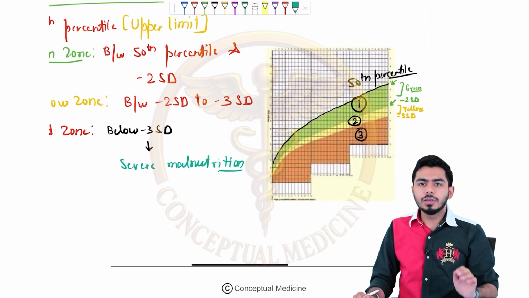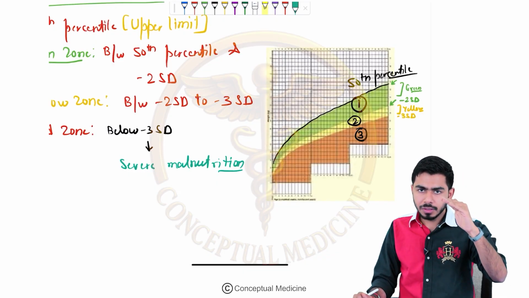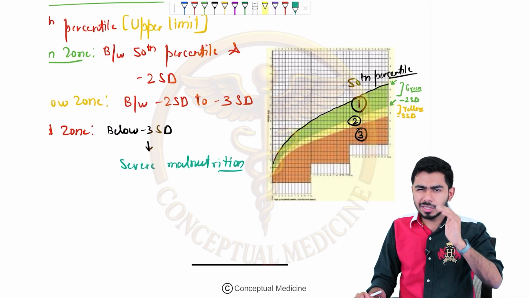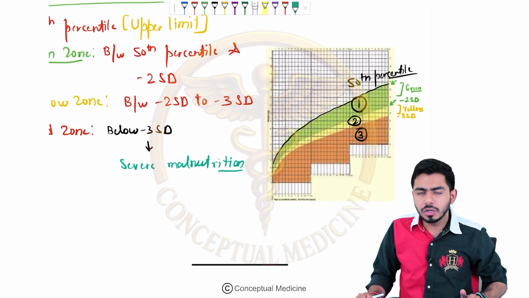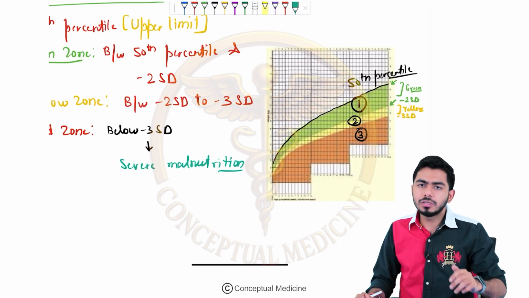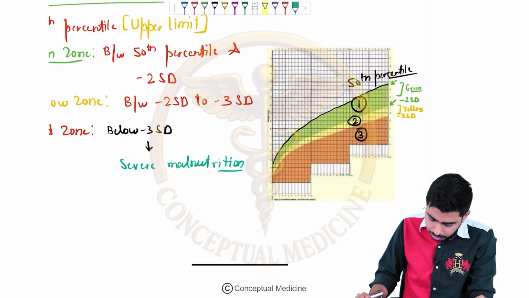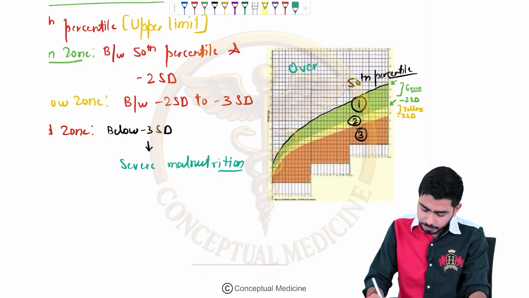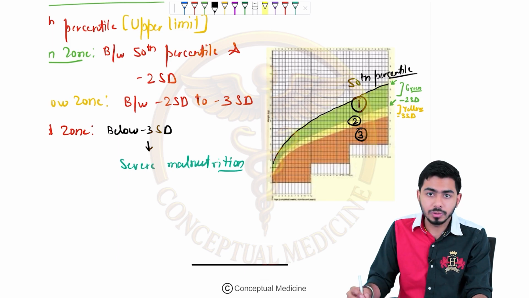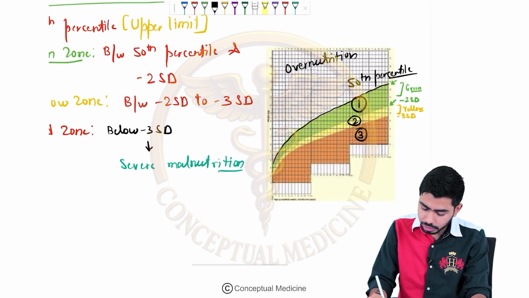Here once again, the 50th percentile is the upper limit. Between the 50th percentile and the -2 standard deviation, that will be called the green zone. Between -2 and -3 standard deviation, that will be considered the yellow zone, and below the -3 standard deviation, that will be called severe malnutrition, that is the red zone. And the white area is for the overnutrition.